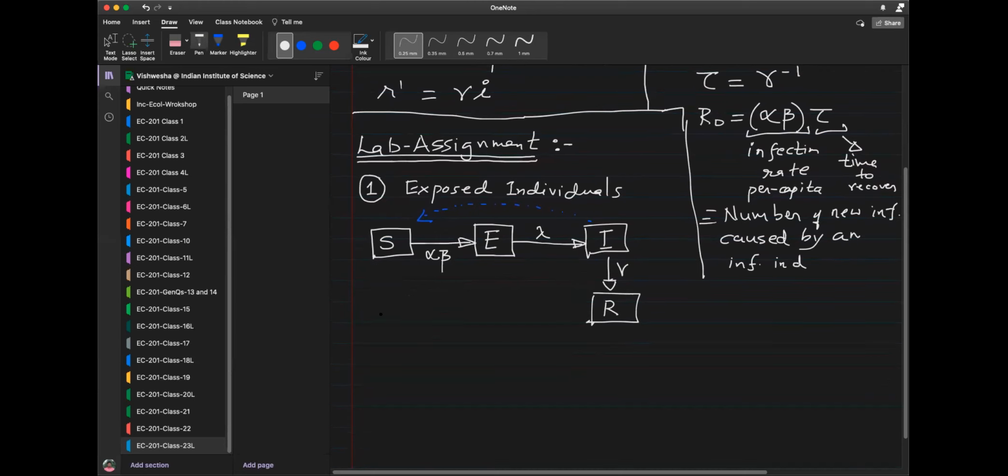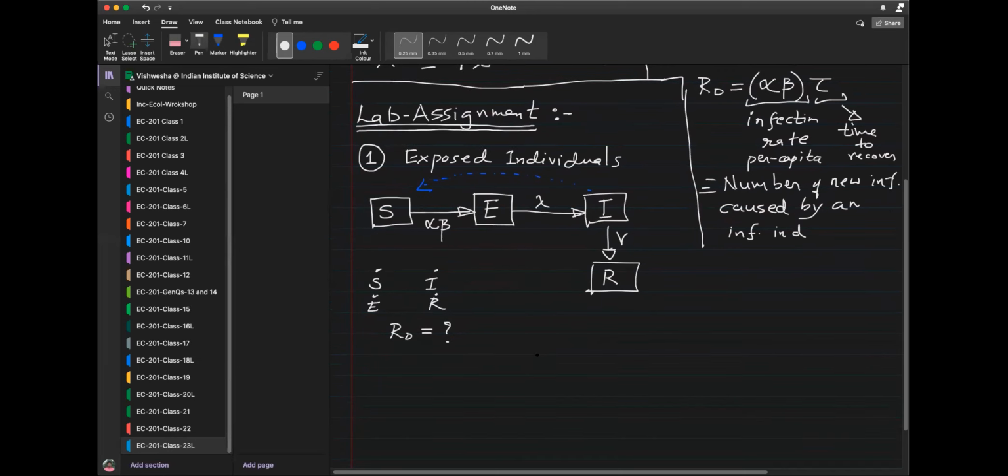So now we'll have 4 equations. How will the 4 equations look? S dot, E dot, I dot, and R dot. And then what will be the R0 for such a system? Is that fine? So here's the first thing I want you to work on. How do you incorporate these exposed individuals in the system?